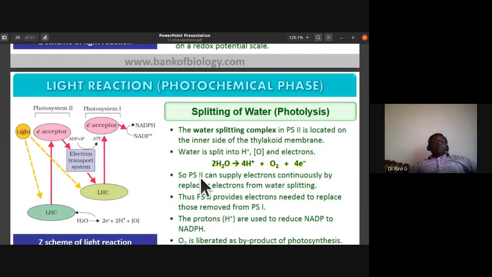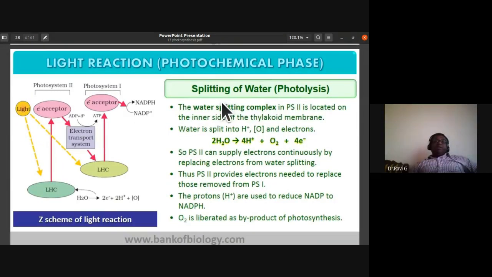So the splitting of water is an important thing that is happening. The water splitting complex in photosystem 2 is located on the inner side of the thylakoid membrane. Water is split at this photosystem 2. This is photolysis of water. A single molecule of water splits into proton, nascent oxygen, which we put within brackets, and electrons. Nascent oxygen is unstable.